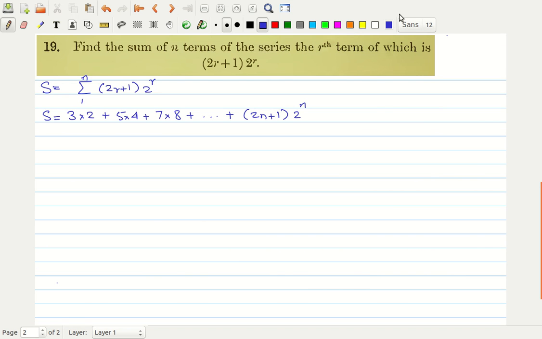This is problem number 19. Find the sum of n terms of the series where the rth term of that series is 2r plus 1 times 2 to the power r.